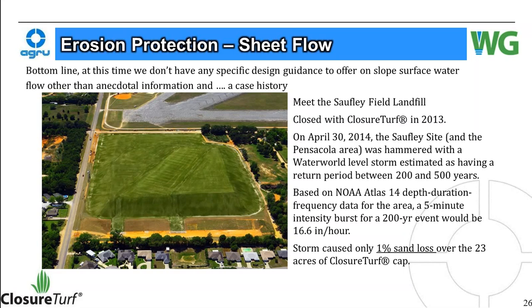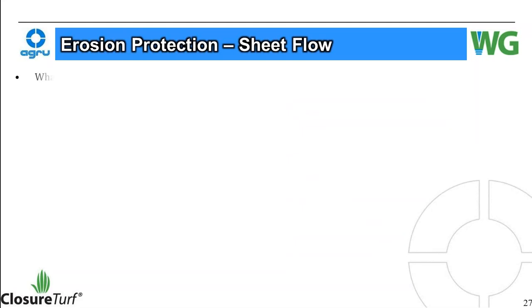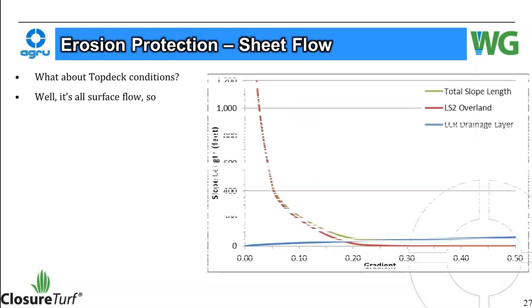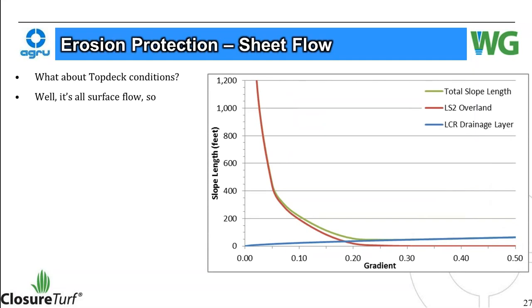So long story short, side slopes with ClosureTurf can take a lot of rainfall. Exactly how much and what design equations you might use, don't know. Can't really tell you at this point. Just that it can take quite the beating. Now, what about top deck conditions? Well, like I said before, it's all surface flow. So we can assume the critical length of the IDS matrix is 0 since you don't have to use it, especially if you're going with microspike. L sub S1 doesn't matter.